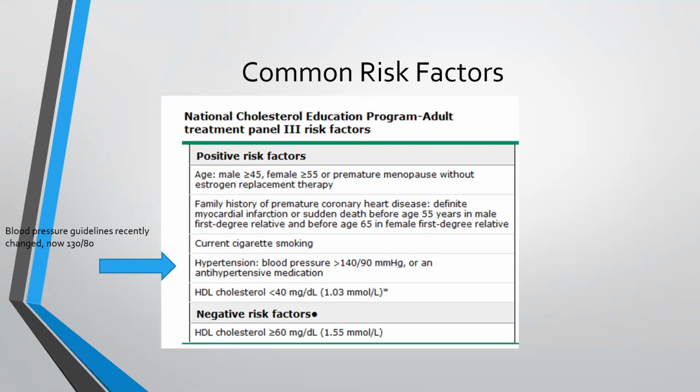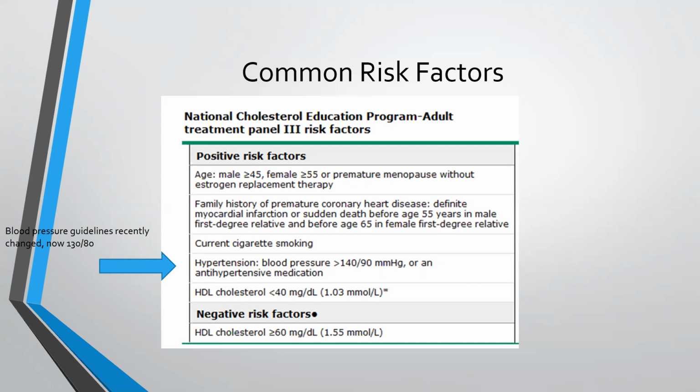A family history of premature heart disease, which means definitely someone who had a heart attack or sudden death, age 55 in a male first degree relative, which is like mother, father, brother, sister, or before age 65 in a female. Current cigarette smoking, although prior smoking history has something to do with it as well, but current cigarette smoking is especially bad.